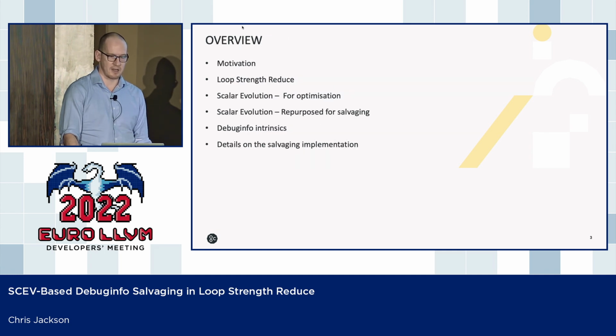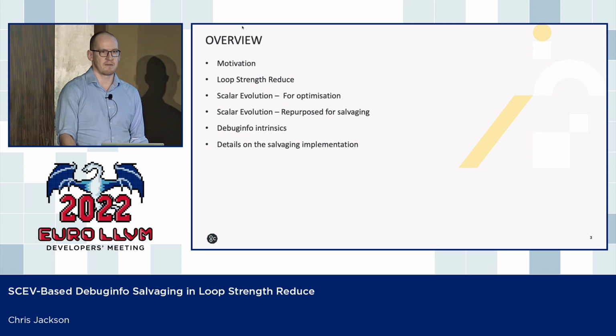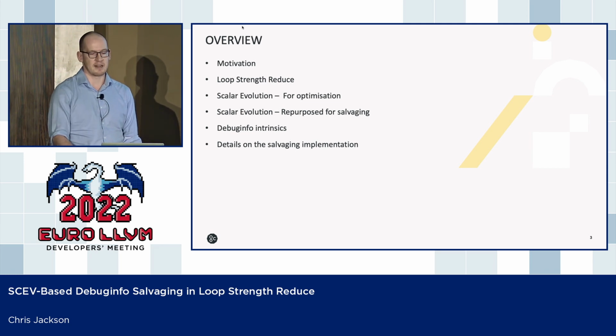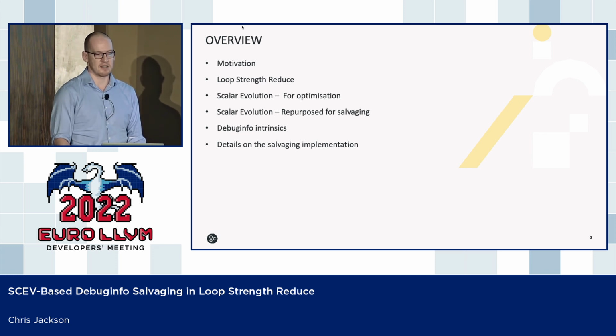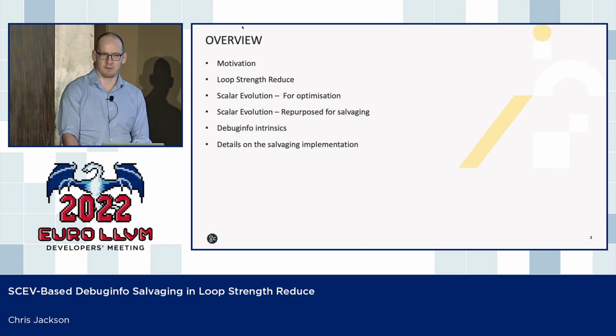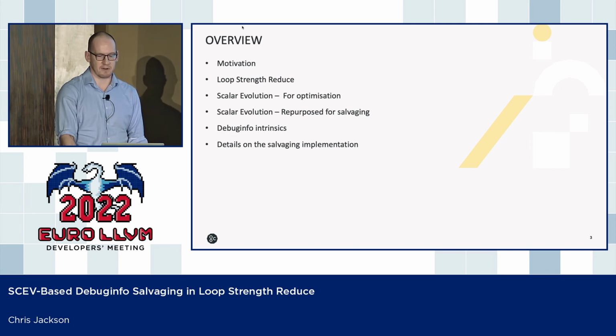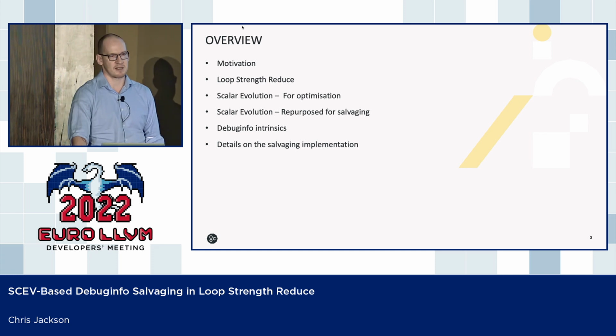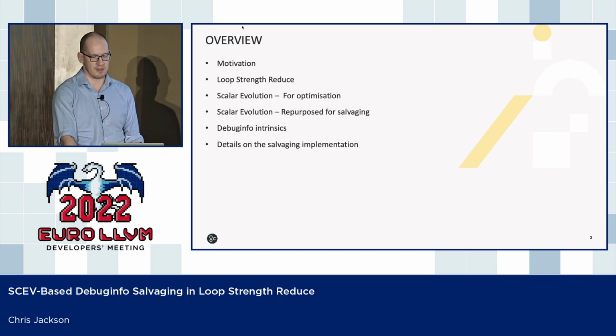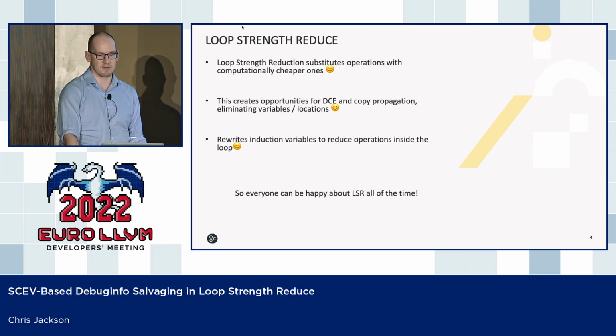largely enabled this work. So I'll be covering just enough of loop strength reduce, or LSR, Scalar Evolution, or SCEV, and debuginfo intrinsics to understand the salvaging method. Each topic is worthy of several talks on its own. So the motivation: why attempt to salvage debuginfo with Scalar Evolution, LSR, what is gained and what is lost when running that pass. Then Scalar Evolution, just the immediately relevant basics. Definitely check out the talk I mentioned earlier. Debuginfo intrinsics, again, we're going to look at debug.value very quickly, and then some details on the salvaging implementation.